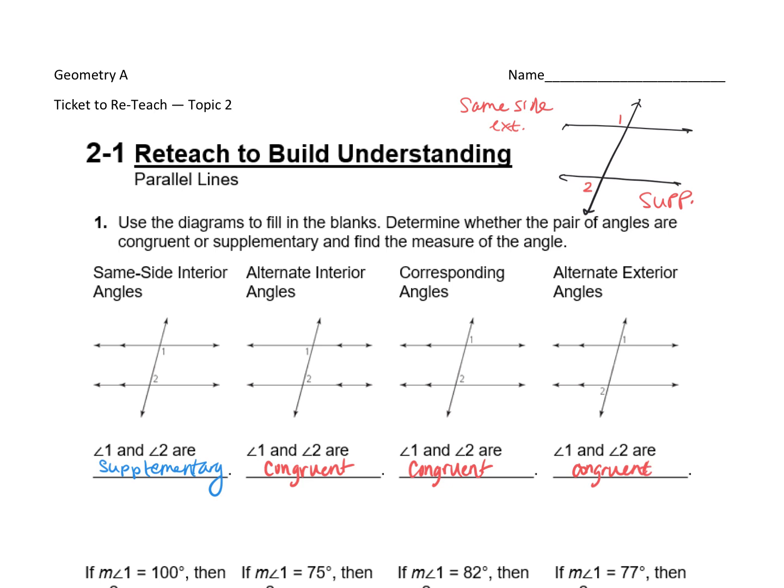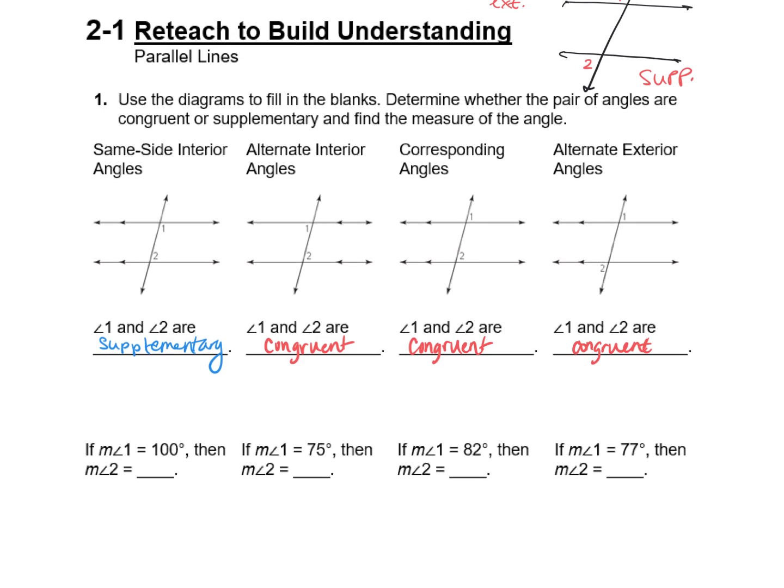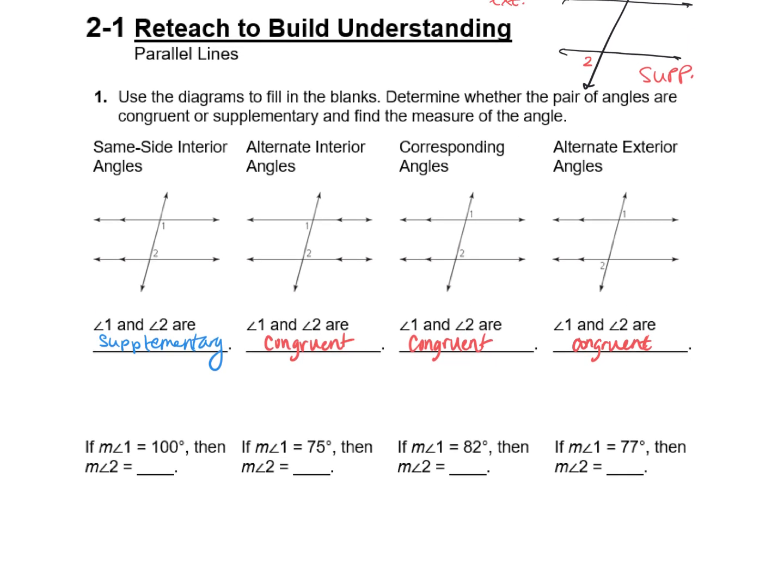So remember, the only angle pairs that are supplementary are your same sides. Same side interior, same side exterior. The other 3 angle pairs will be congruent. So if angle 1 is 100 degrees, angle 2, well, since we know that they are supplementary, they have to add up to 180. So if angle 1 is 100 degrees, angle 2 must be 80 degrees. Just 180 minus the 100 gets us to that 80 degrees.